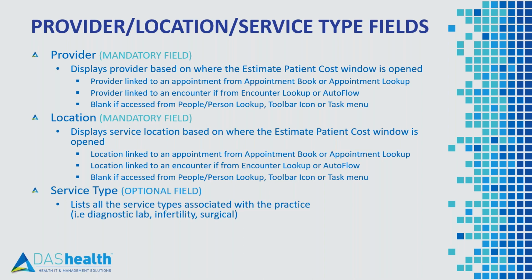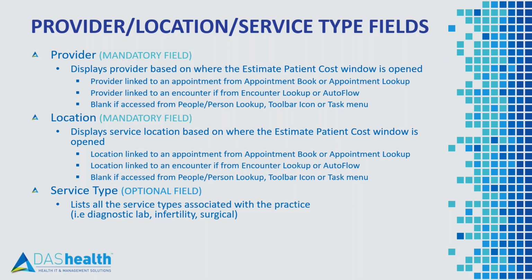Similarly, if you're looking this window up from encounter lookup or the autoflow sequence, it's going to pull in the provider linked to that encounter. And then finally, if I am pulling it from the people or person lookup window, my toolbar icon or task menu, that field will be blank. So you would just choose from the list.